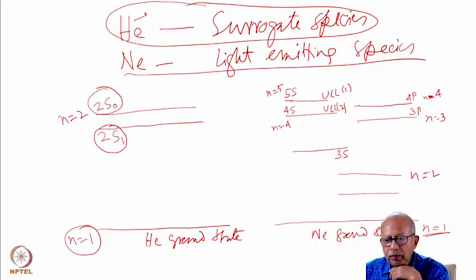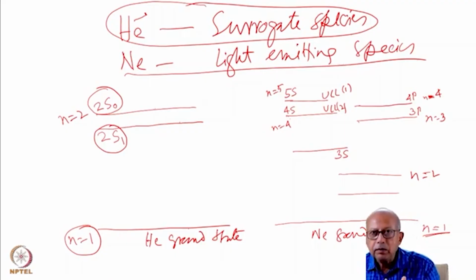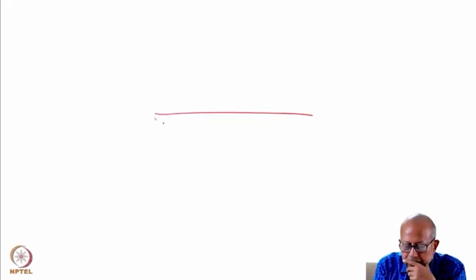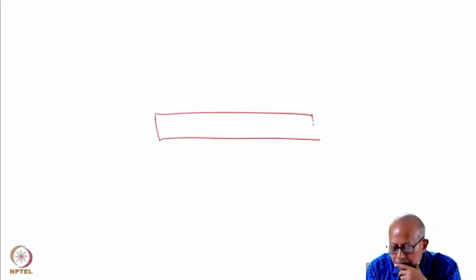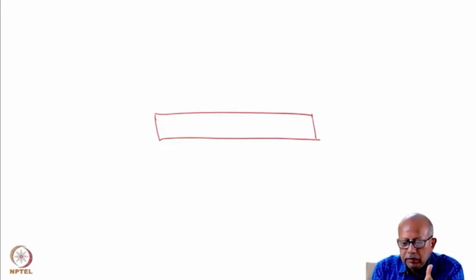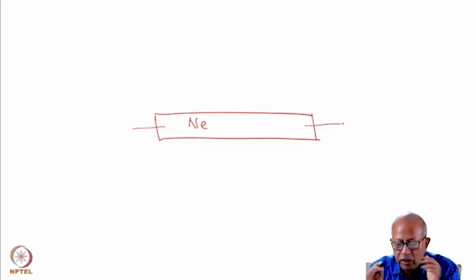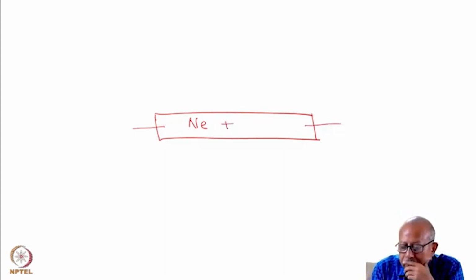Now, assume that your laser gas contains only neon and no helium. That means essentially you have this laser discharge tube where you have only neon atoms. Of course, you have created a discharge, and there are electrons present with varying kinetic energy.